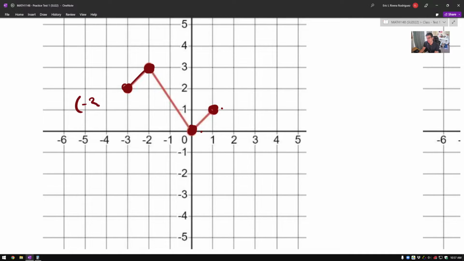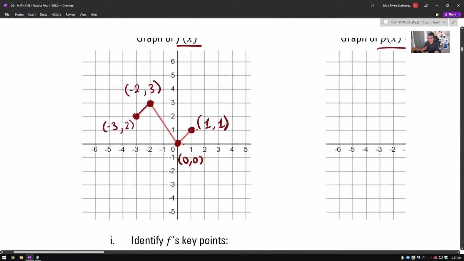So we have -3 and 2. That's that point. We have -2 and 3. We have 0 and 0. And we have 1 and 1. So all those are my key points.